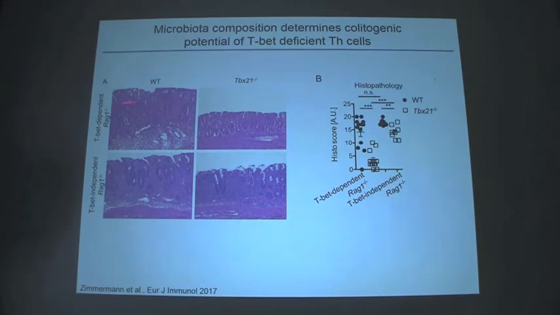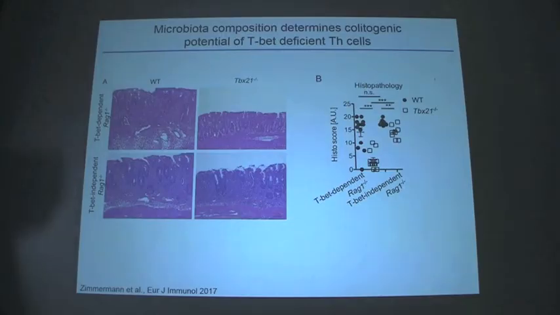So here are the mice which received the Tbet wild type or Tbet deficient T cells and which had the microbiota of Charles River, so RAG mice which came directly from Charles River. You see when you transfer the wild type T cells, these mice are very sick, a lot of infiltration, whereas when you transfer the Tbet deficient T cells in the mice coming directly from Charles River, the intestine looks normal, and there's also no or very little histopathology.